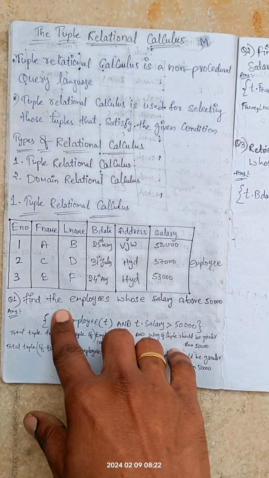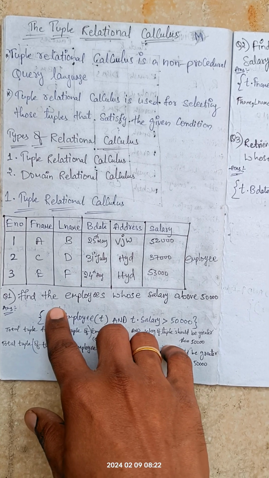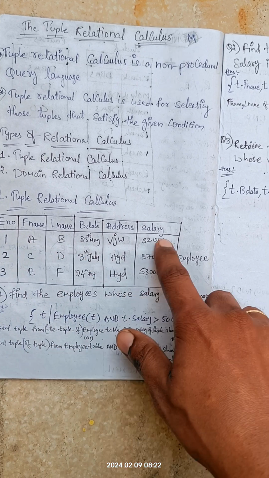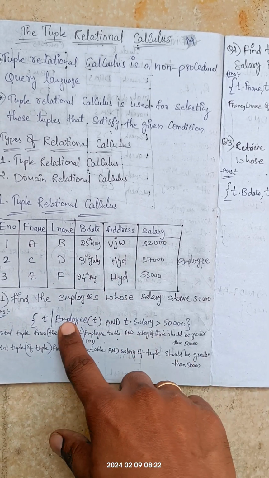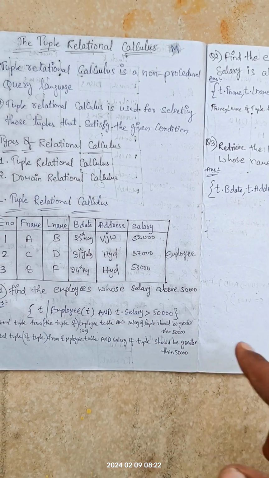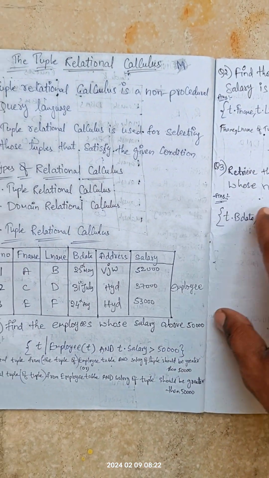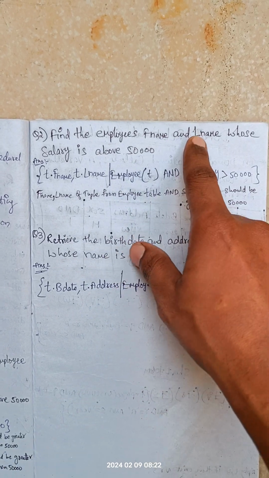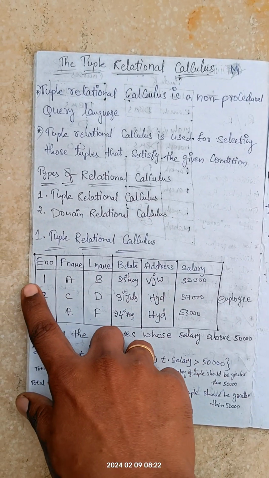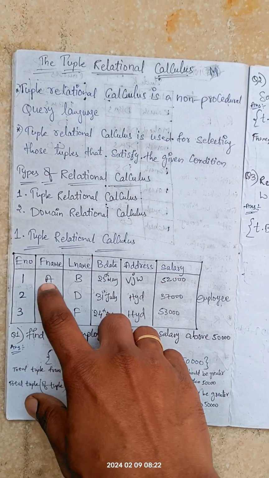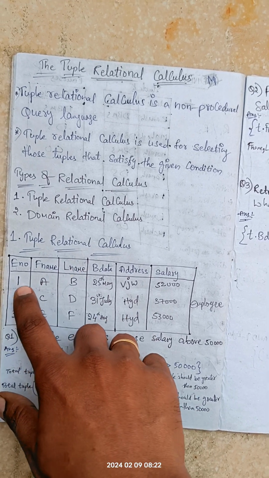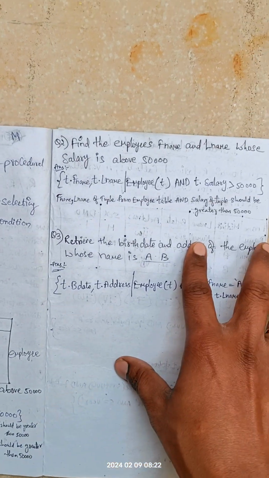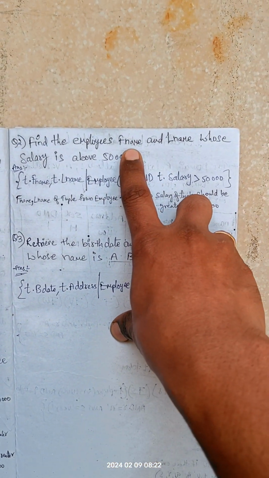If you write only T, that means total tuple. So you will get the total tuple of the employee table whose salary is above 50,000. But you want only the first name and last name. In this second question they ask only for the first name and last name, so you don't want the complete tuple. You want only the first name and last name. That's what they have asked in the question.